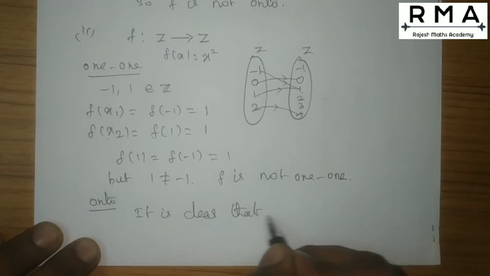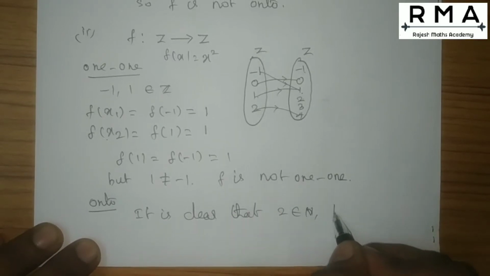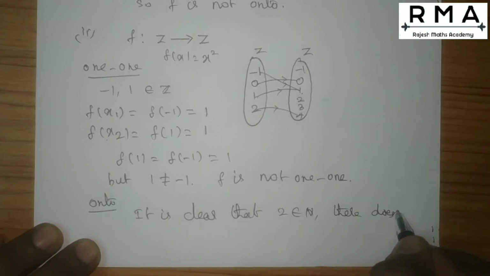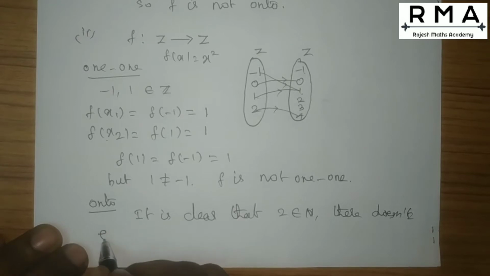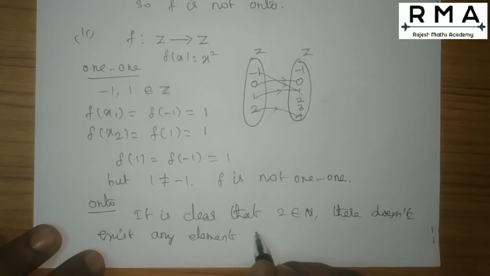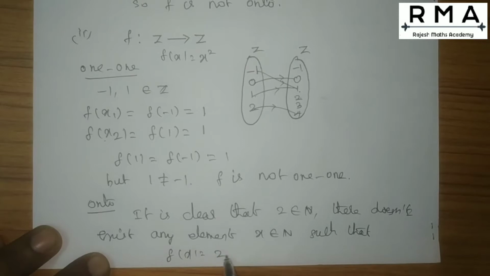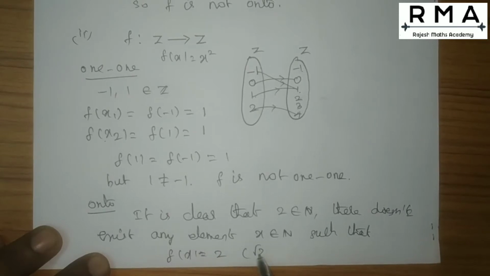It is clear that the element 2 belongs to the natural numbers, but such a natural number does not exist: any element x belonging to the natural numbers such that f of x equals 2, because root 2 does not belong to the natural number set.